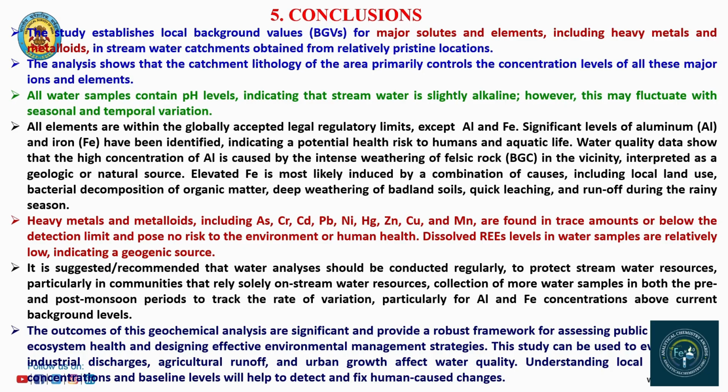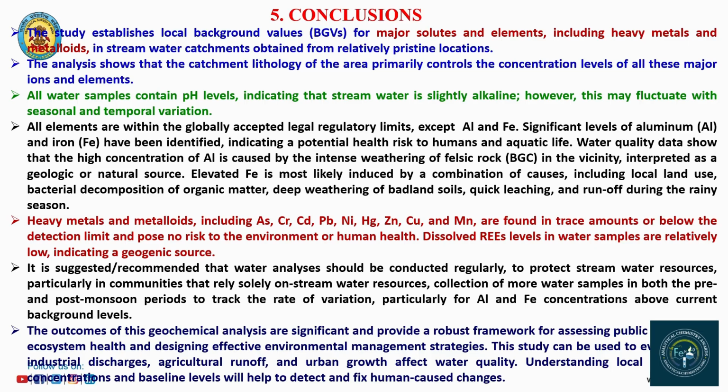Now, all the water samples contain pH levels indicating that stream water is slightly alkaline. However, this may fluctuate with the seasonal and temporal variations. All the elements are within the globally accepted legal regulatory limits except aluminium and iron. Significant levels of aluminium and iron have been identified, indicating potential health risks to humans and aquatic life.